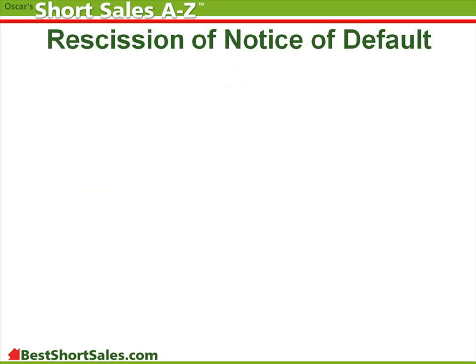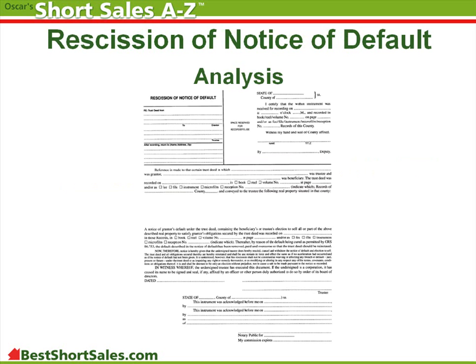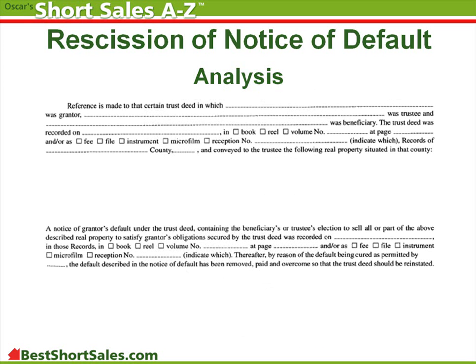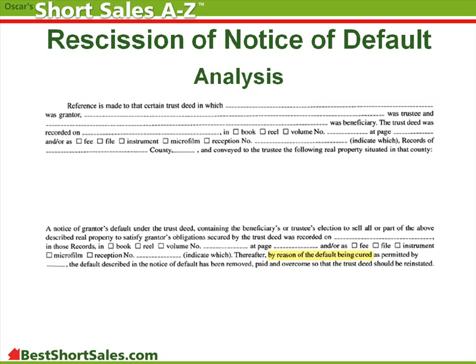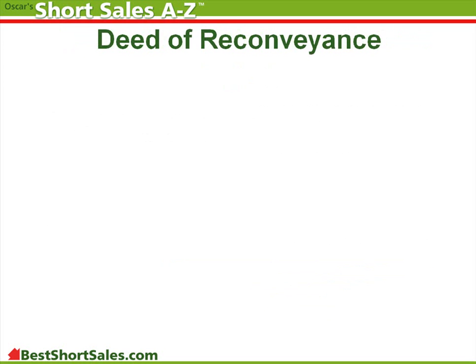Rescission of notice of default. If the default on the loan secured by the property is cured, the foreclosure process will be rescinded, which means stopped. With this, the loan will be reinstated. The document that serves as evidence of this is the rescission of notice of default. Other similar names are used for this document. This paragraph is the reference to the trust deed and collateral. Then it reads, "By reason of the default being cured, the notice of default has been removed, paid, and overcome, so that the trust deed should be reinstated." This means no foreclosure.